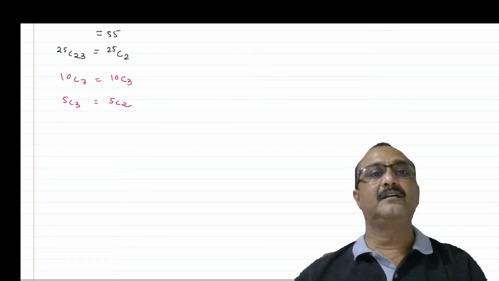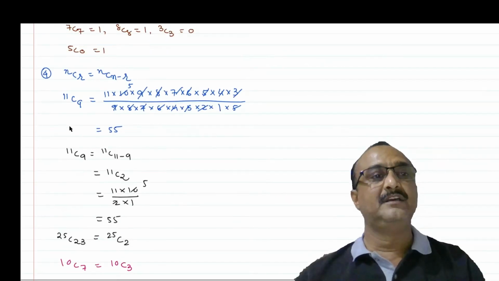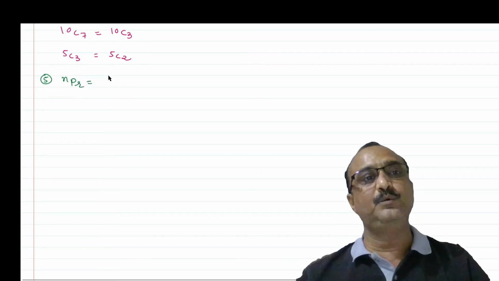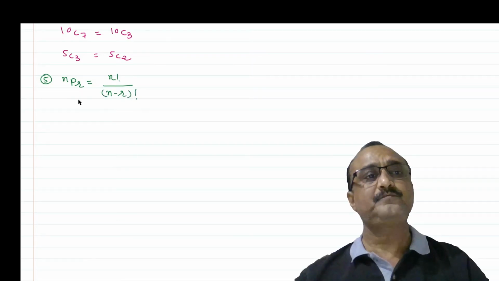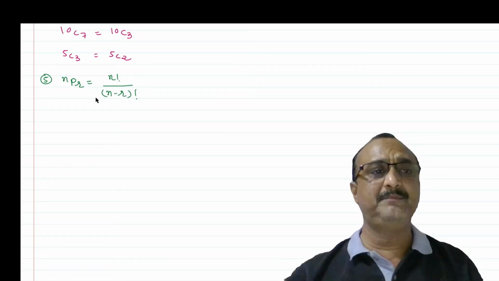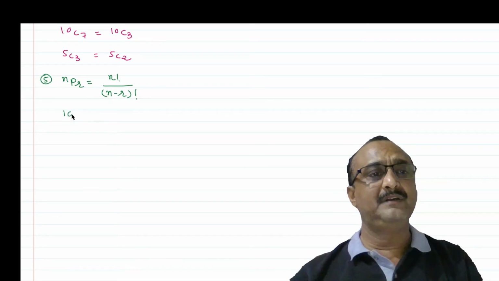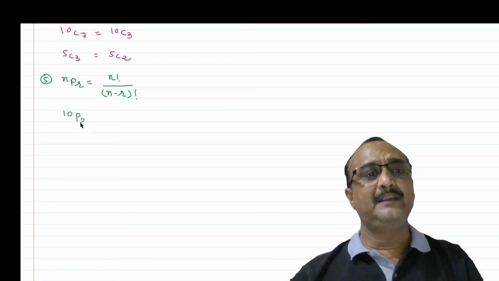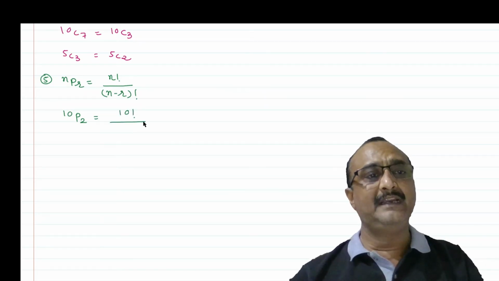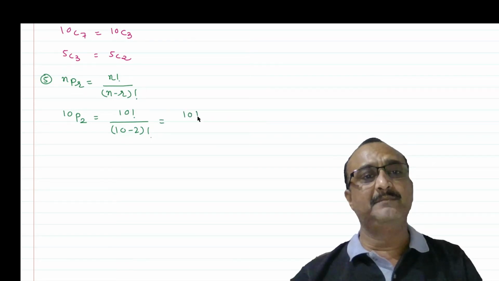Okay, and our last formula, based on permutation, number 5: nPr equals n factorial divided by (n minus r) factorial. So if we want to arrange some things out of n things, then we have to apply permutation. For example, 10P2 is given. Instead of n, we put 10. It is 10 factorial, and r equal to 2, so n minus r equals 10 minus 2 factorial. So 10 factorial divided by 8 factorial.